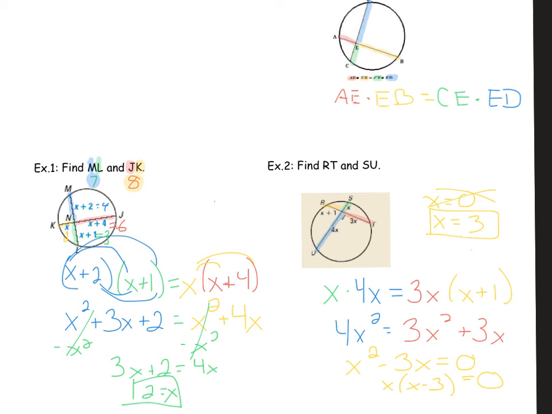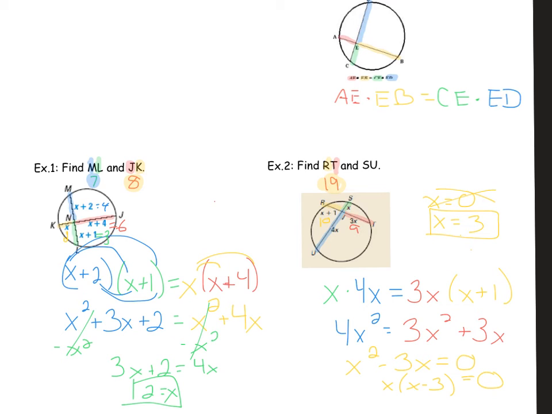So they're asking us for RT, which is the yellow and the red together. So if I plug in 3 for x, that means 3 plus 7 is 10. And 3 times 3 is 9. So if I add those together, I will get 19. And again, try to keep these colors together for you so you know where I'm going.